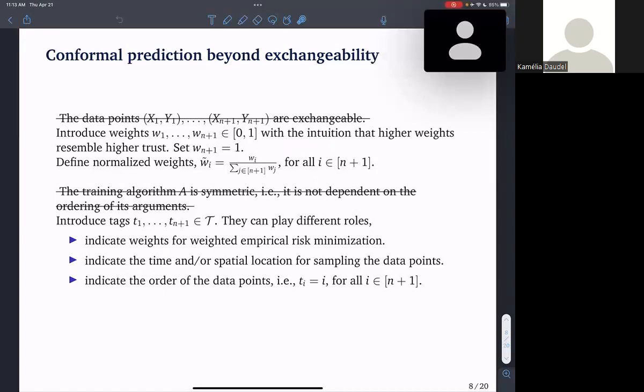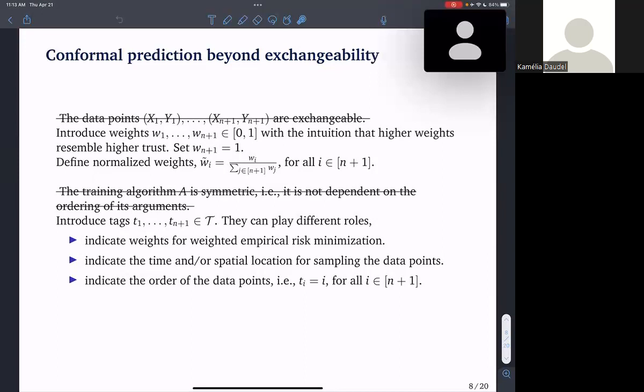The second assumption was that the training algorithm is symmetric. We get rid of that and introduce tags, which lie in the space T, and they're basically just features that you're adding to your data point. So for each data point 1 through n+1, you add a tag. And the tag can play multiple roles depending on the task that you have at hand.